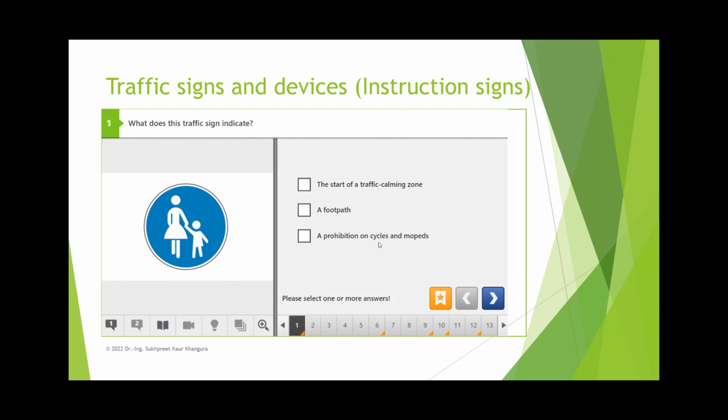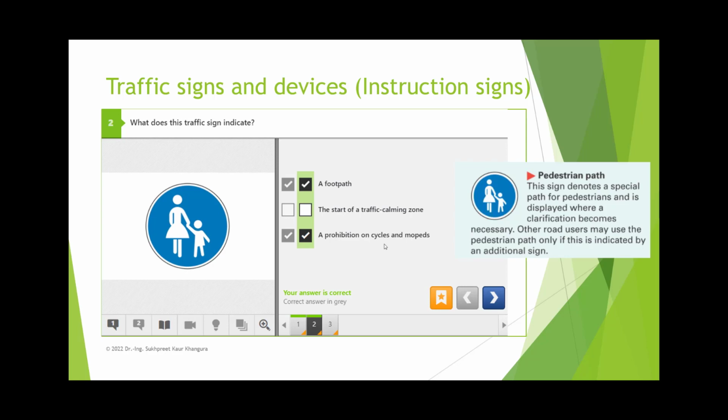Let's check our answer. Let's look at the answers. So what does it say here? It's a pedestrian path. This symbol indicates a pedestrian path. This sign denotes a special path for pedestrians and is displayed where a clarification becomes necessary. Other road users may use the pedestrian path only if this is indicated by an additional sign. What does this sign indicate? That it's a pedestrian path. But other road users can also use this path only if there is an additional sign.